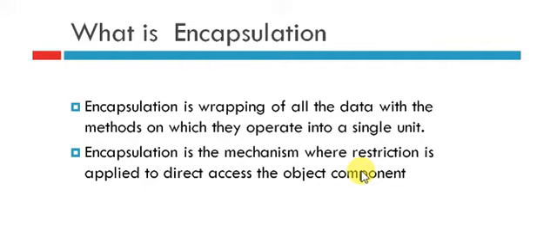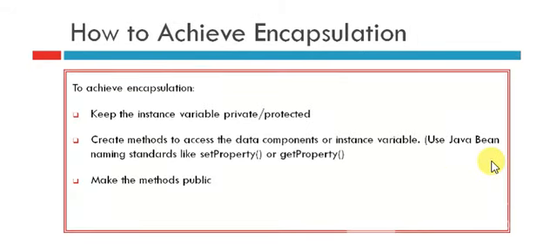So there are two things we need to look for in encapsulation. First, we need to restrict direct access to the data attributes. At the same time, we need to wrap the data attributes with the methods on which they need to operate. So let's figure out how this needs to be achieved programmatically.